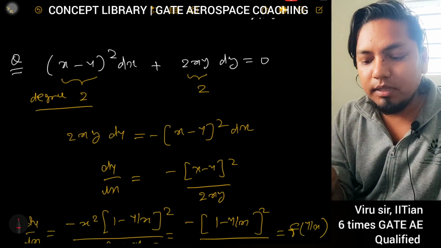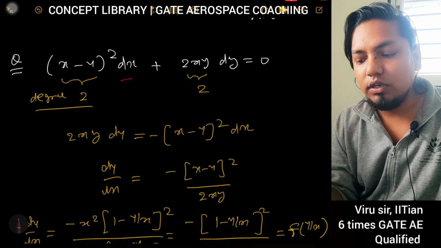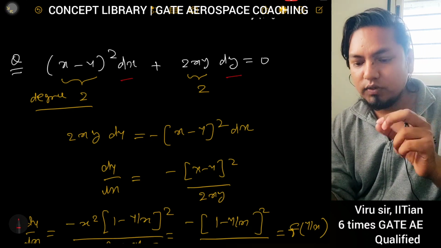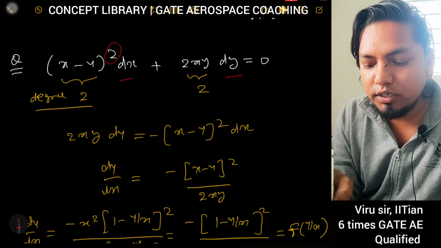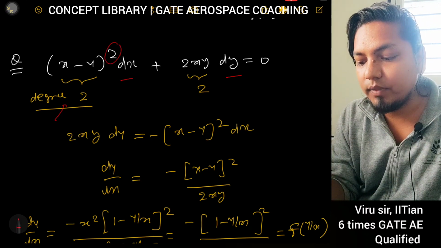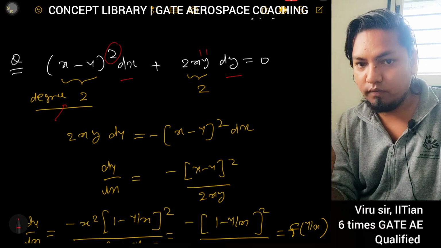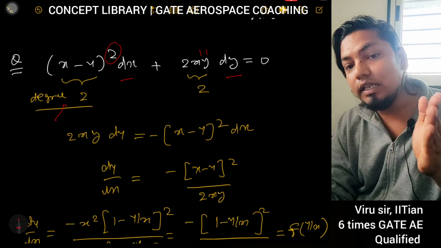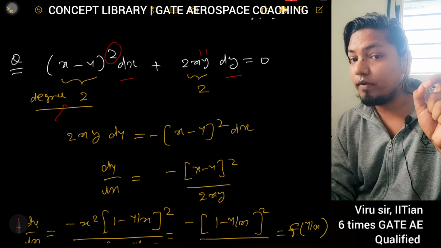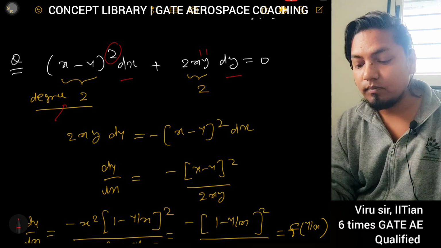Second question, same thing again, x minus y whole square dx is equal to 2xy dy. This question is slightly different from the previous equation. So here also you can see power is 2, so degree is 2 for this coefficient, and here also degree is 2 for this coefficient. I am not talking about a 2-degree differential equation. I am talking about the degree of the coefficient, which is a function of x and y, that has degree 2.